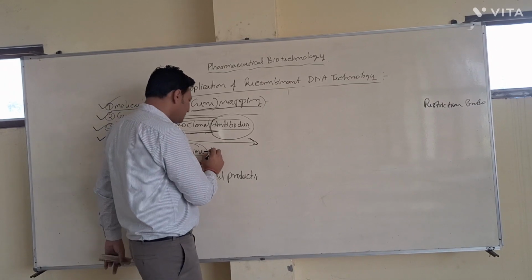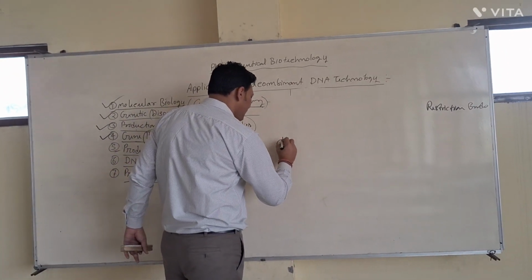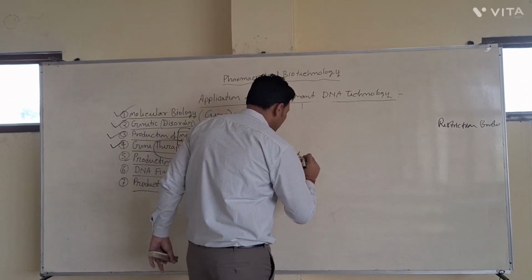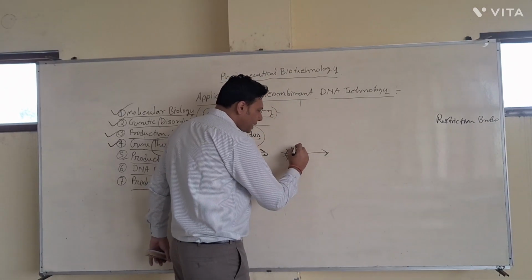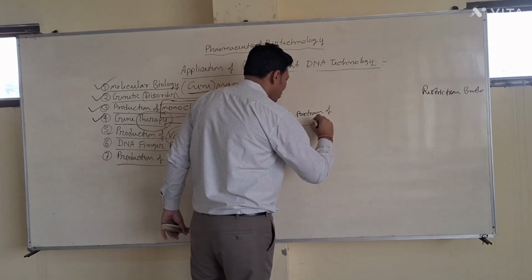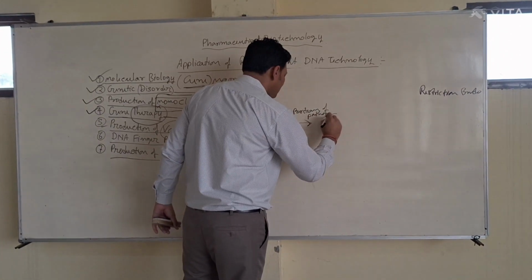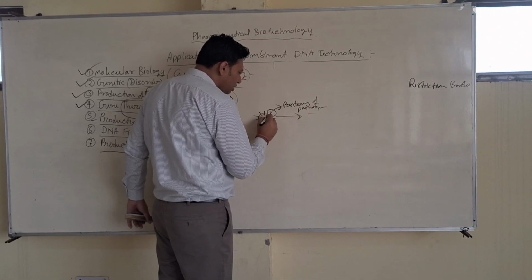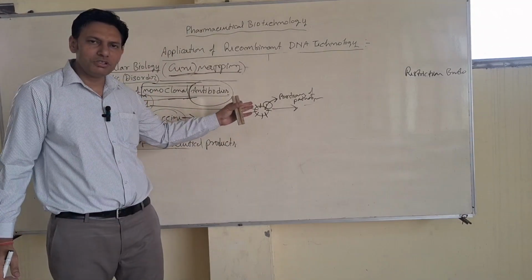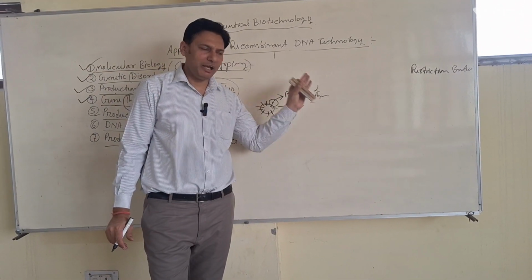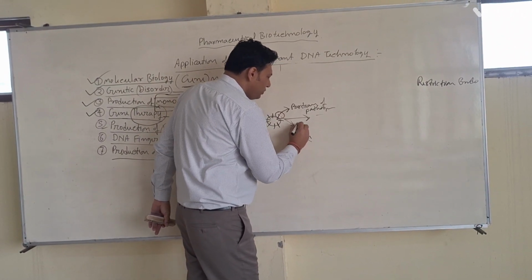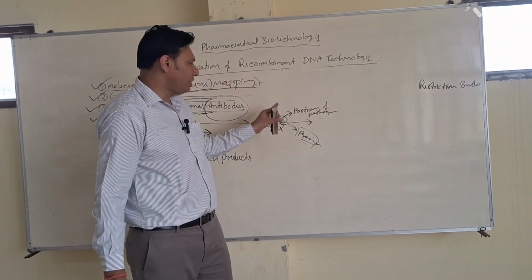For the vaccine, this is the pathogen. So for the production of vaccine, we will use a portion of the pathogen. We will cut this portion and we will use this portion for the formation of our vaccine. What is this portion? Protein. We will use protein for the formation of vaccine.